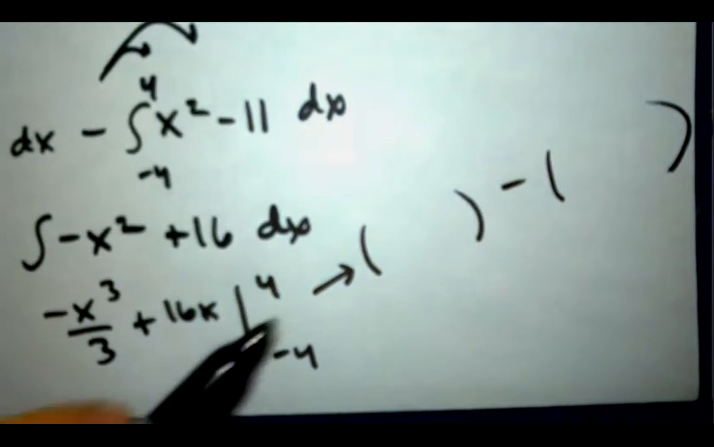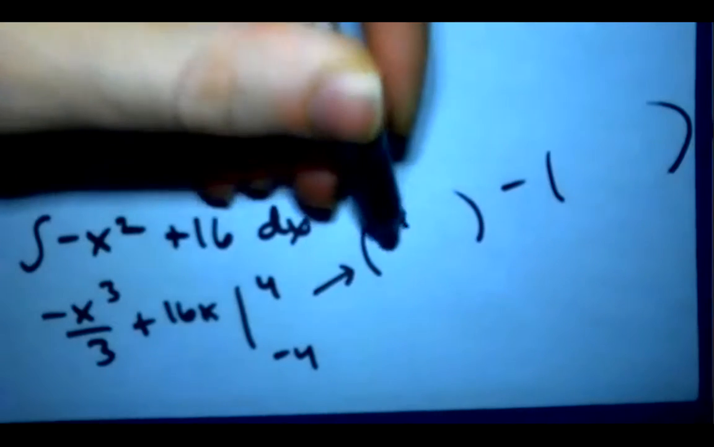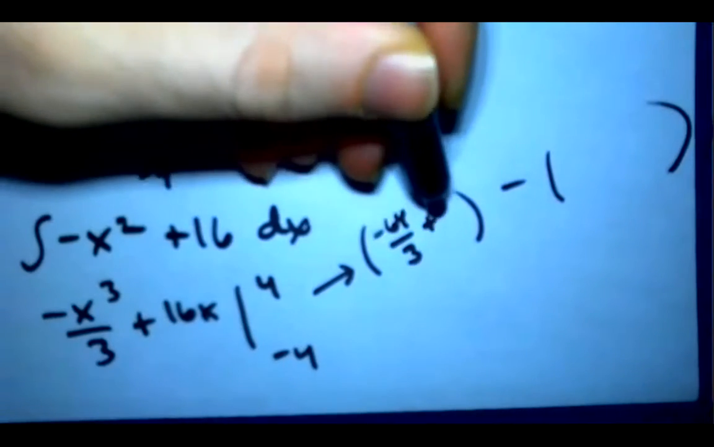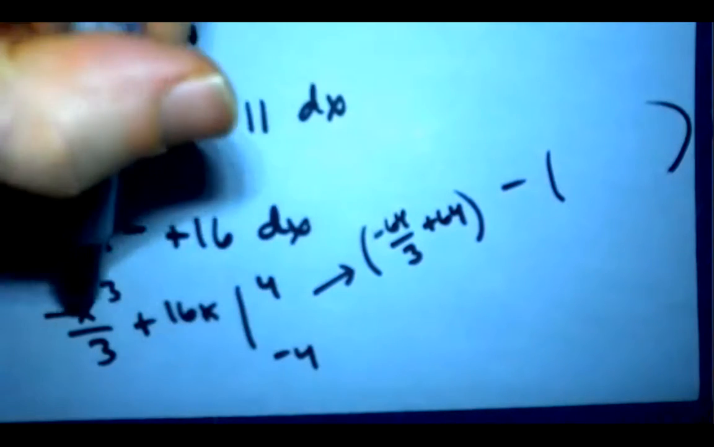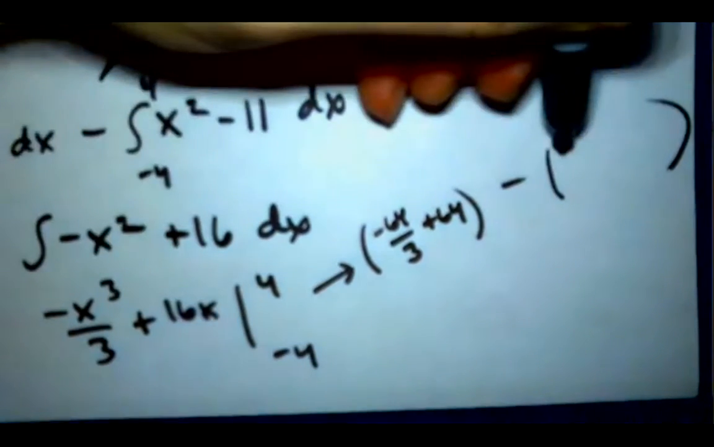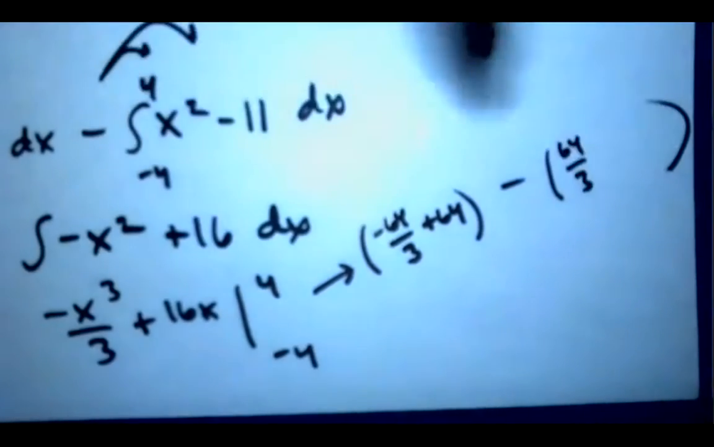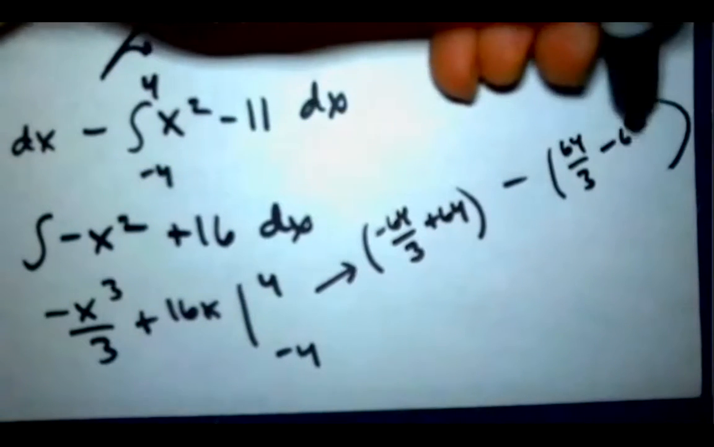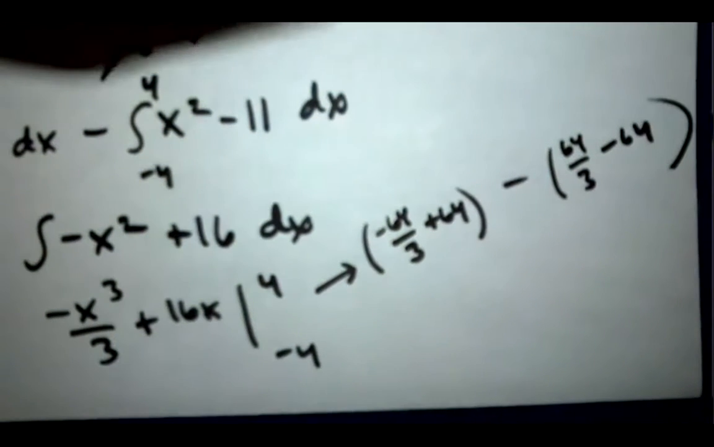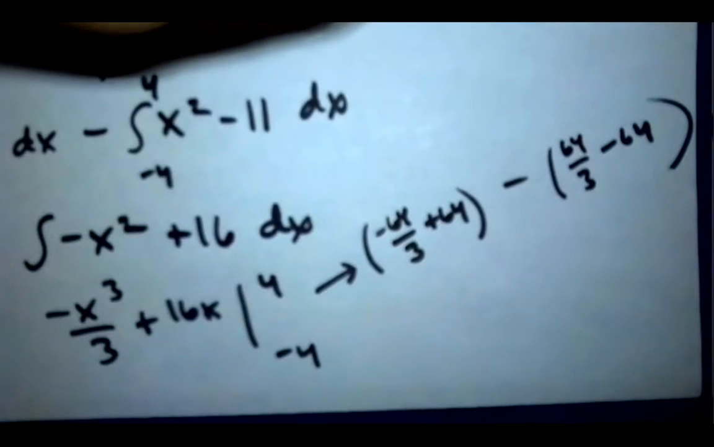So it's going to be something minus something. This looks like it's going to be really ugly. Let's see what we get. If we put 4 in, that's going to be -64 over 3 plus 64. And then when we put -4 in there, the negative is going to be a positive. So that's going to be 64 over 3 minus 64. So let's see what we got here when we do all that.